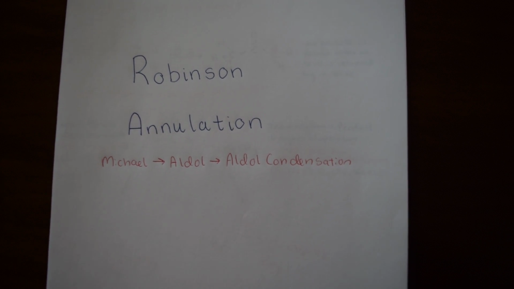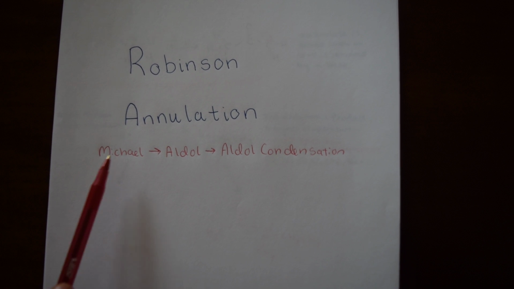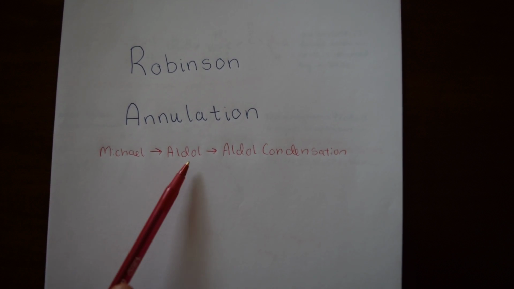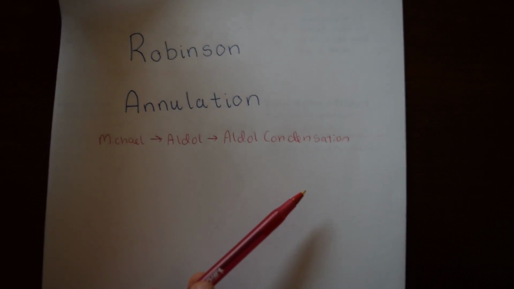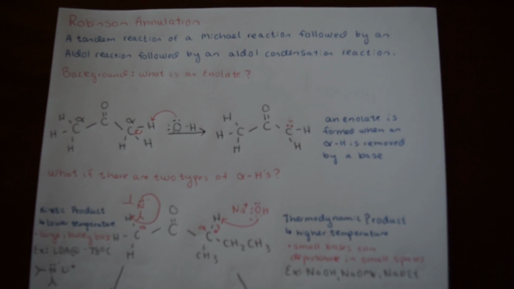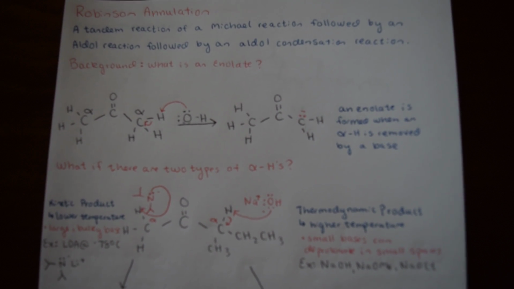So today we're going to be learning about Robinson annulation, which is a tandem reaction of a Michael reaction followed by an aldol reaction followed by an aldol condensation reaction. But before we begin, we should go over some background that is important to the Robinson annulation.